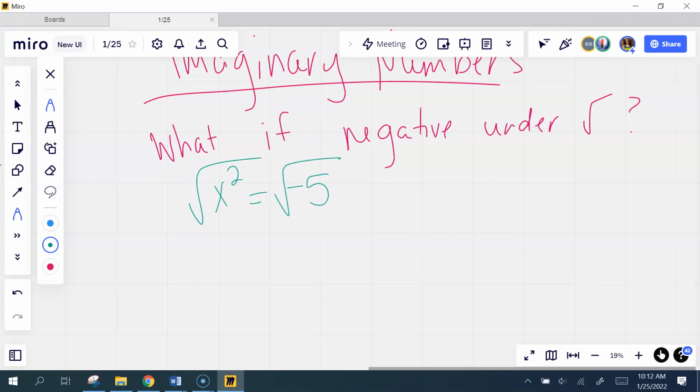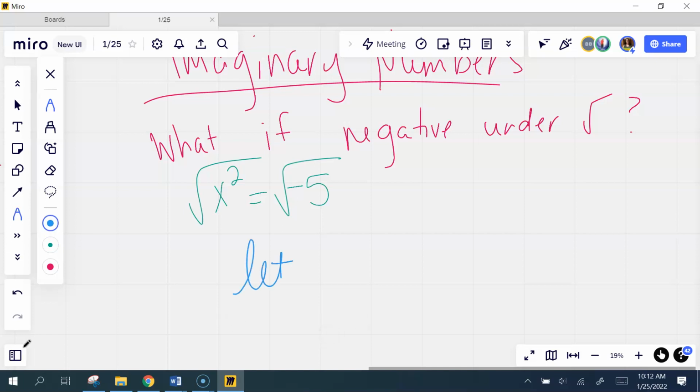There are not two numbers that are exactly the same. You're exactly right. There are not two numbers that are exactly the same that are going to multiply to a negative value. Two negatives make a positive. Two positives make a positive. There's nothing to get me negative if they're both exactly the same. So what we do is we make imaginary numbers.